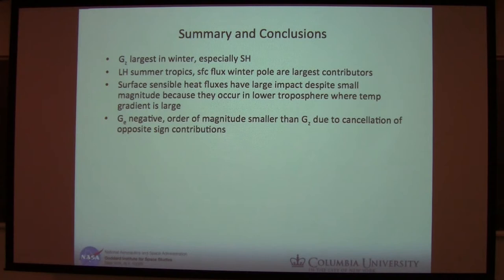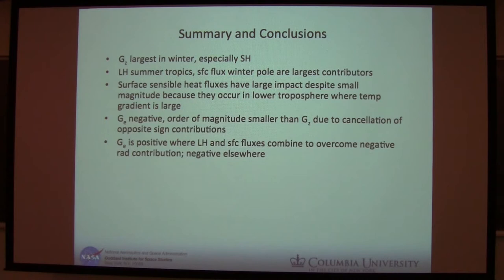We see that GE is positive where latent heating and surface fluxes combined overcome the negative radiative contribution, and negative elsewhere. That happens largely where clouds and moist processes are organized. Quasi-stationary features, such as the northern hemisphere mid-latitude winter storm tracks and the summer monsoon, enhance the covariance between temperature and heating gradients.